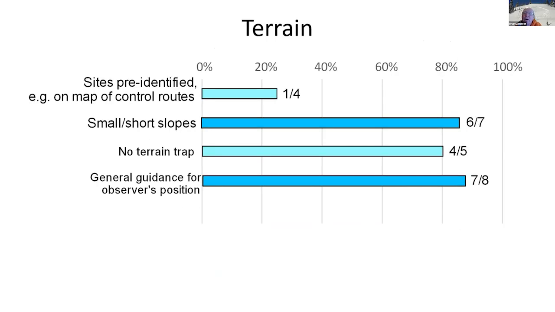Now we're going to look at how terrain appeared in the operational procedures. Only 1 of 4 had ski cutting sites identified on a map. 6 of 7 specified small or short slopes. And why only 7 operations?